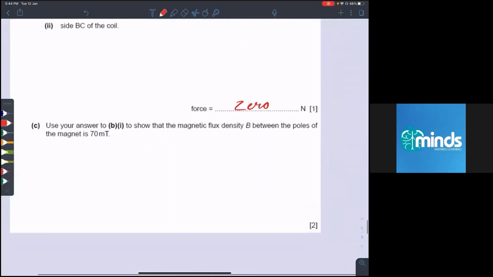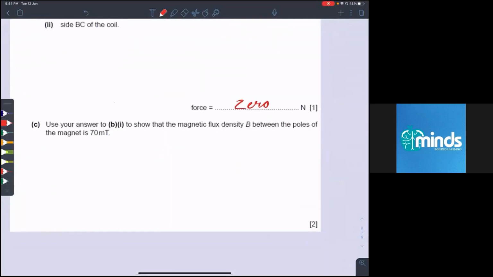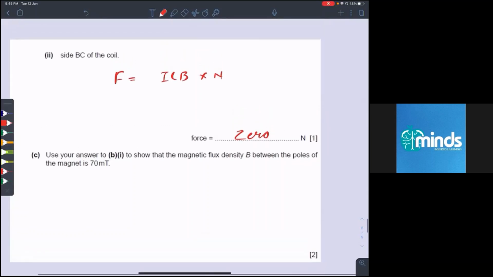So what we can do for B, we can say F is given by ILB sine theta, right? Since we have n number of turns, so I think we know all the values. In this equation, only B is actually unknown. So put all the values in this equation. Were we able to verify this thing? Is B coming close to 70 millitesla? Yes, sir.